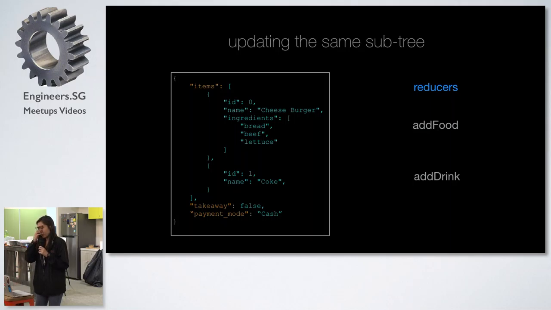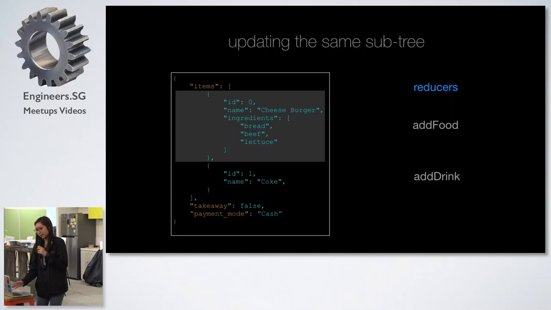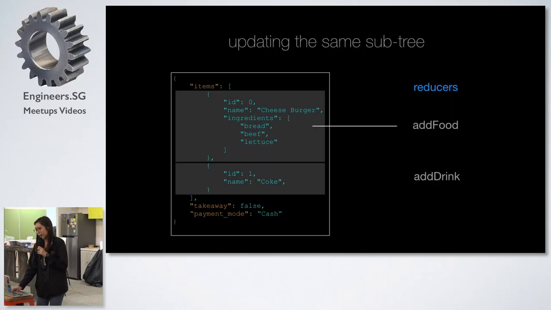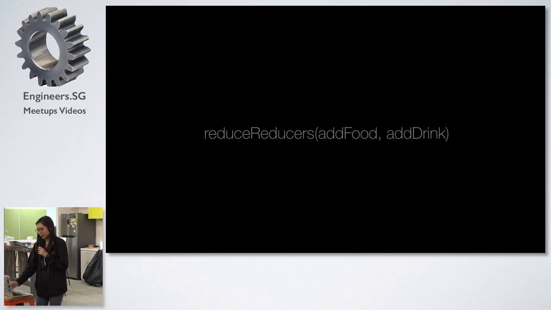So what if I have different reducers but they update the same subtree? We cannot use combineReducers. That's where reduceReducers comes in. Let's say in items, I have an add food and an add drink reducer. Add food basically adds the food, then add drink adds the drink. To combine both these reducers into a single reducer, we can use reduceReducers with add food and add drink. So I'll show you a demo of how it looks.